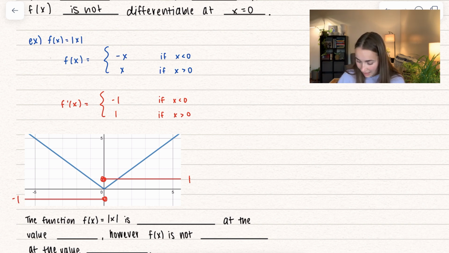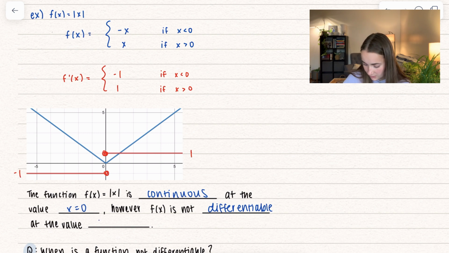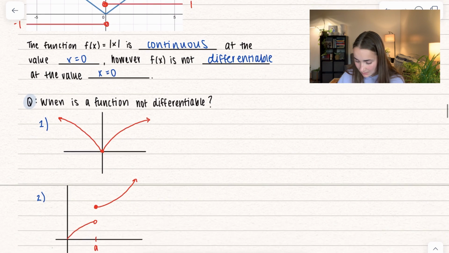So our function f of x equals absolute value of x is continuous at the value x equals 0. However, f of x is not differentiable at the value x equals 0. So sometimes we can have a continuous function, but it's not differentiable at a value. So question, when is a function not differentiable? It might be continuous, but it might not be differentiable, and we are going to look at some examples.